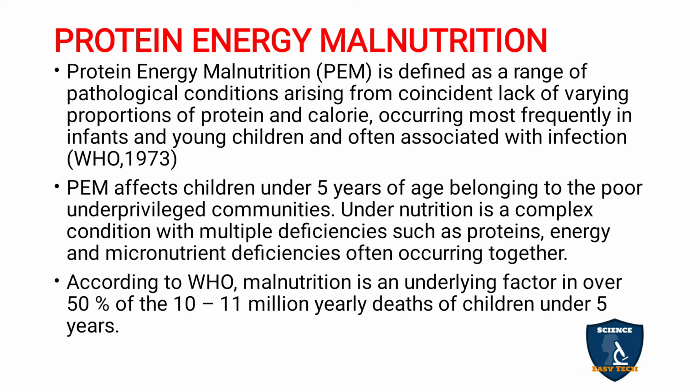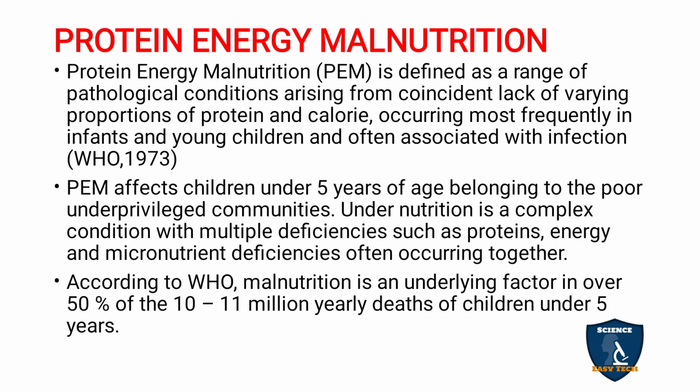Protein energy malnutrition affects children under 5 years of age belonging to poor and underprivileged communities. So children who are very poor, and who are underprivileged, it is more seen in under 5 years of age children. So undernutrition is a complex condition with multiple deficiencies such as protein, energy and micronutrients like minerals and vitamins often occurring together.